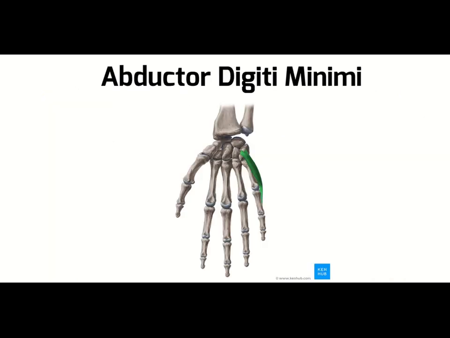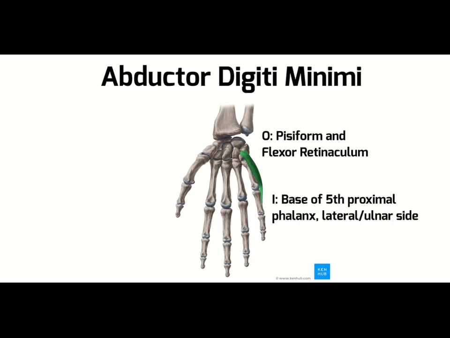The Abductor Digiti minimi originates on the pisiform as well as the flexor retinaculum and inserts on the base of the proximal phalanx of the 5th finger on the lateral or ulnar side. It's innervated by the ulnar nerve and it helps with abduction and opposition of the 5th finger.